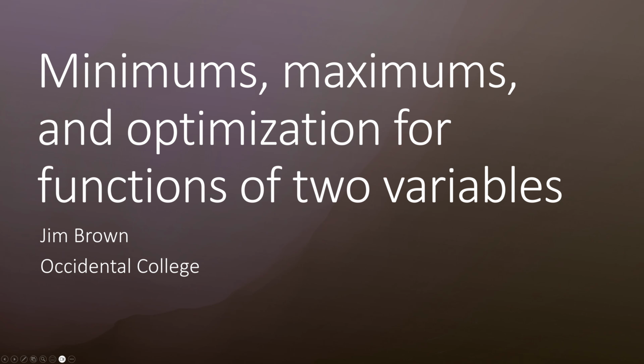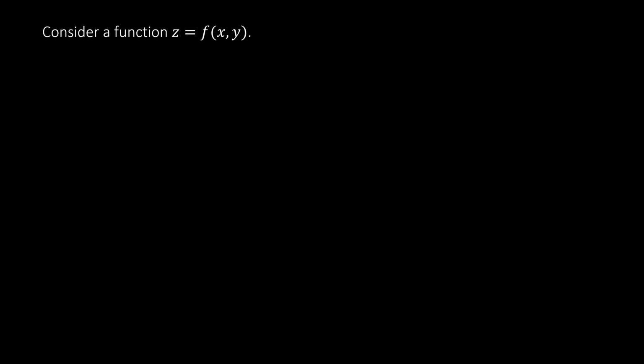Okay, so in this flipped class video, we're going to introduce the idea of maximums, minimums, and optimization for functions of two variables. This can be done for functions with more variables as well, but it's just more complicated, and we're just going to stick to two variables for this course. So let's start off by considering a function z is equal to f of x y. Let's go ahead and get some basic definitions down.